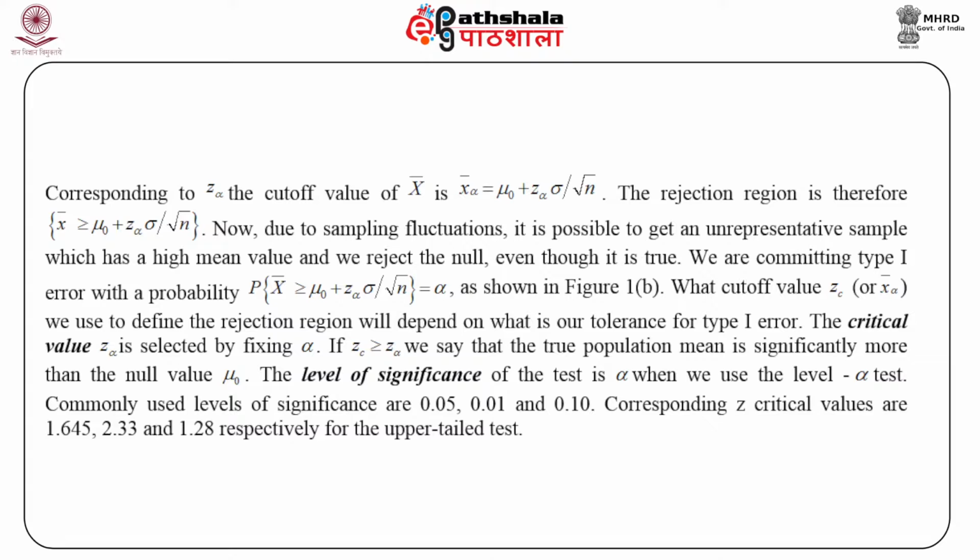If Zc is greater than Z alpha, we say that the true population mean is significantly more than the null value mu 0. The level of significance of the test is alpha when we use the level alpha test. Commonly used levels of significance are 0.05, 0.01 and 0.10. Corresponding Z critical values are 1.645, 2.33 and 1.28 respectively for the upper tail test.